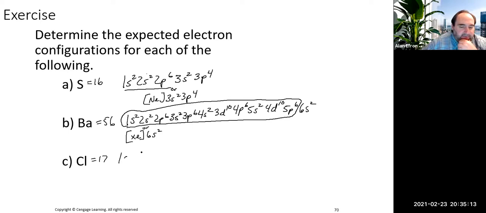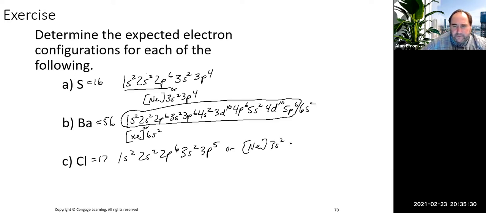Lastly, kind of like the first one, is 17: 1s2, 2s2, 2p6, 3s2, 3p5 on that. You could also shorthand it the same way as the first one, neon, 3s2, 3p5. Any questions on how to write the regular configuration here or the noble gas configuration?